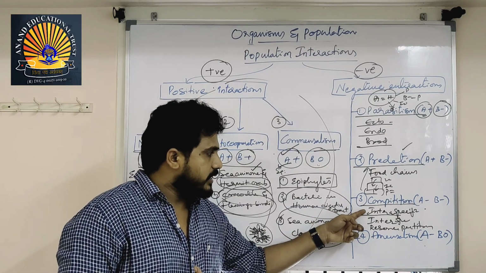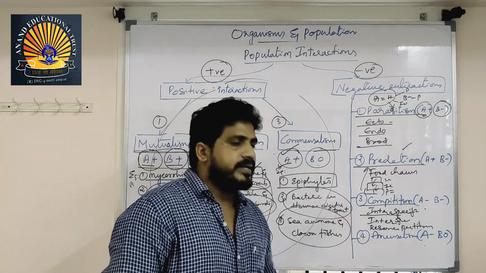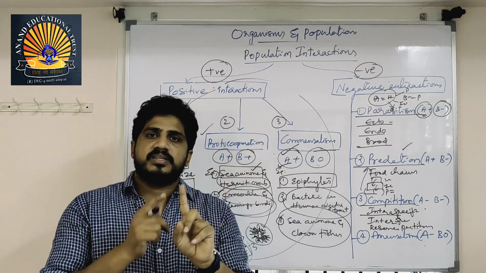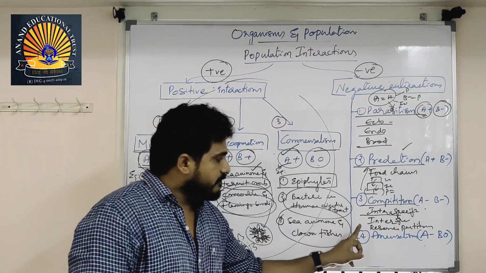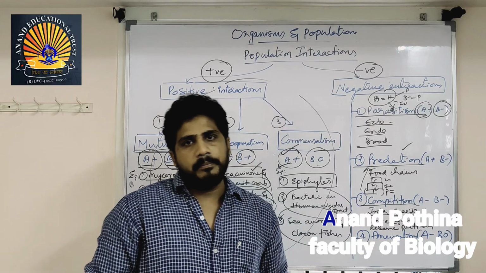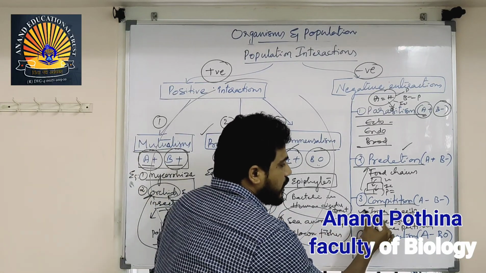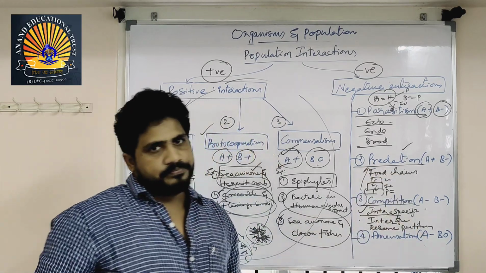Among the two, intra and inter, which competition is very severe? Intraspecific. Why? For two reasons. One is food, another one is shelter or mating. But whereas interspecific may be for food and shelter, not for mating. That's why intraspecific competition is more dangerous compared to interspecific.